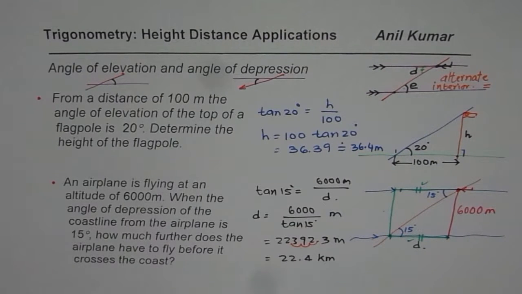But the idea here is to understand how to use angle of elevation, angle of depression, height, distance applications, tan theta. How do they all come together? I hope this point is absolutely clear from these two examples.